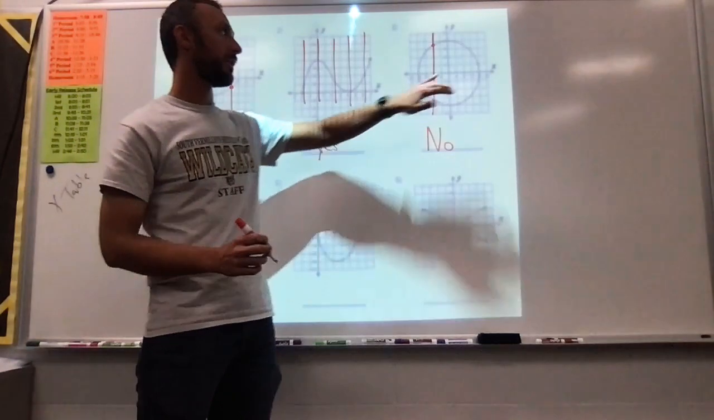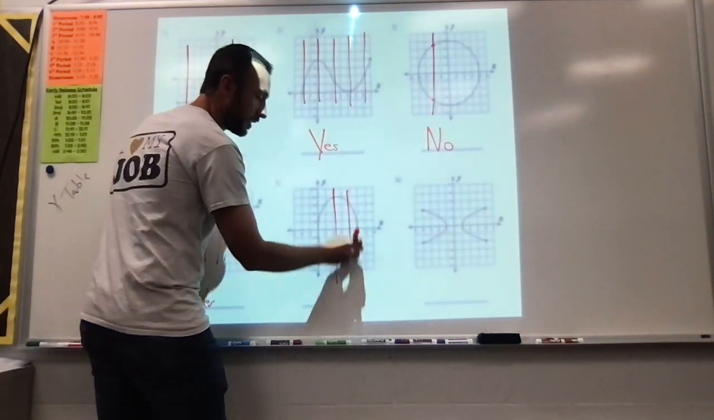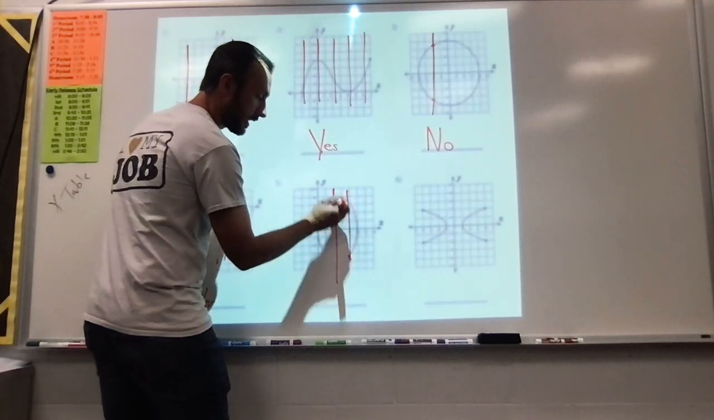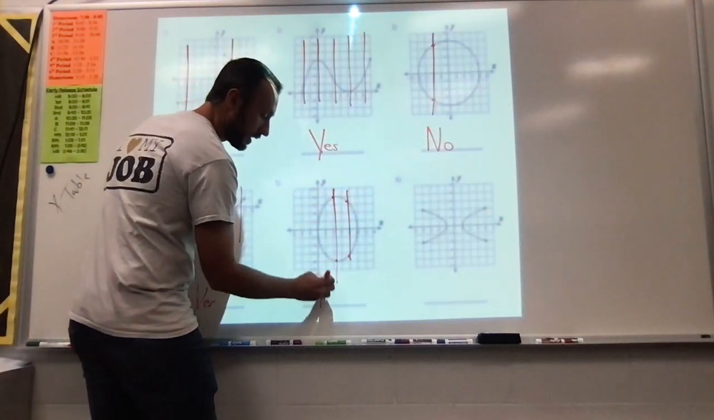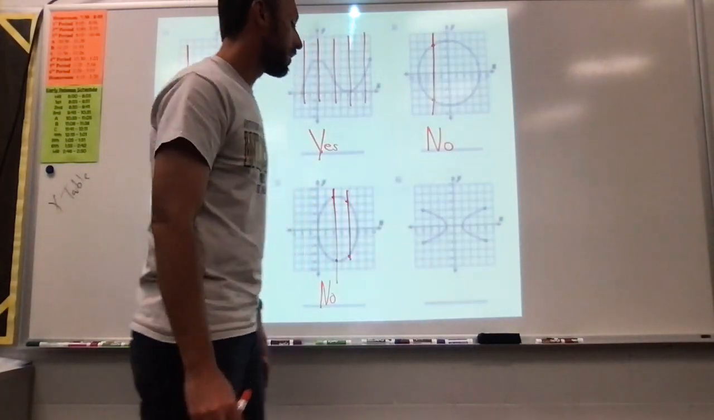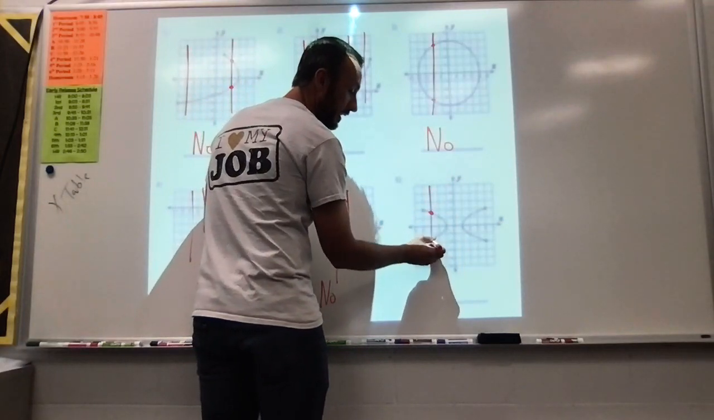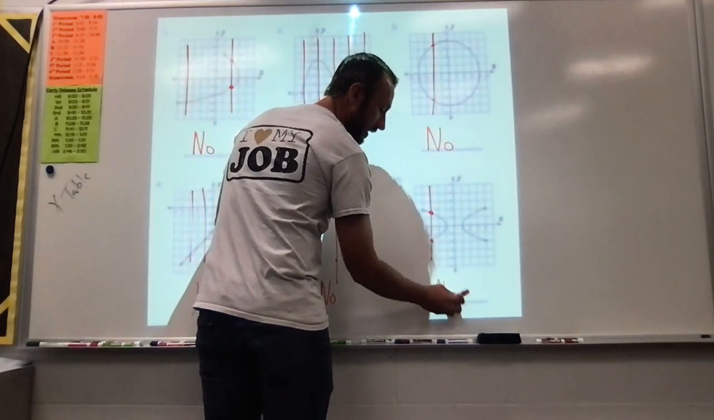My oval is pretty much my circle, just a little bit elongated and squeezed in the middle. Touches there, touches there, touches there, touches there. Not a function. And here are these sideways parabolas. Quickly, I can see if I draw a line there, it touches there and touches there. So that is not a function.